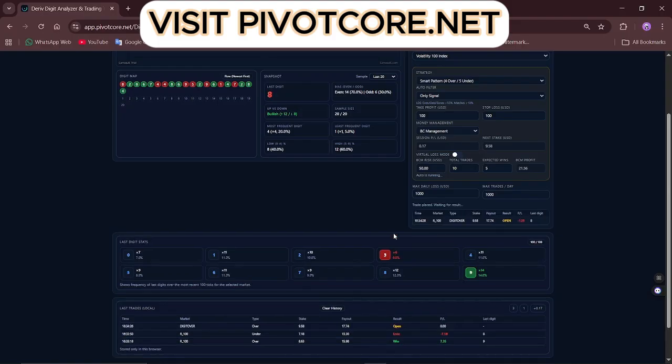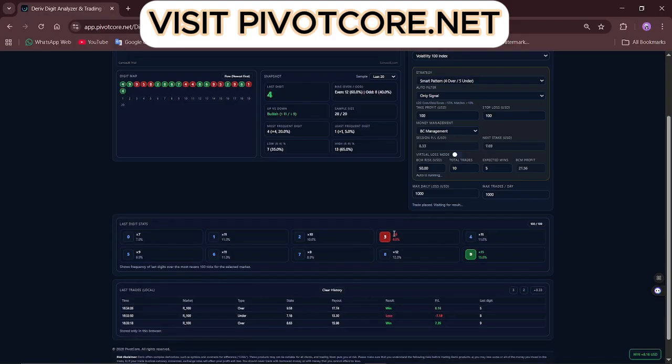Alright, let's start the bot. You can see how PivotCore.net handles everything. No delays, no hesitation. There's our first win, and another one. Notice how the platform manages the risk. Even when a trade doesn't go our way, the system stays disciplined. Manual traders often panic after one loss, but the bot just follows the math.